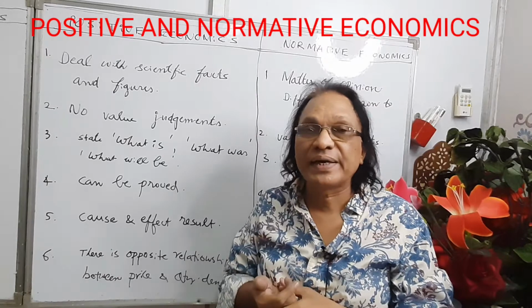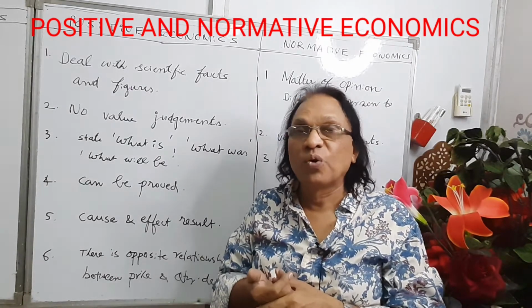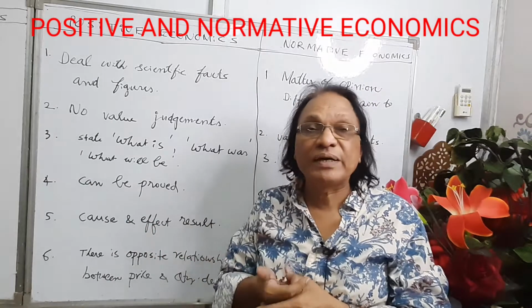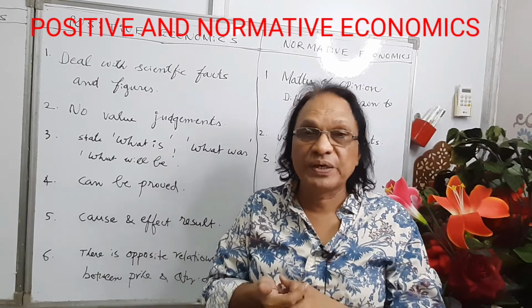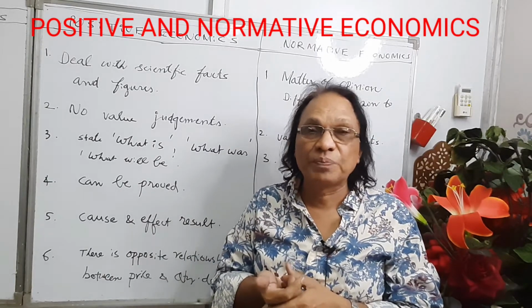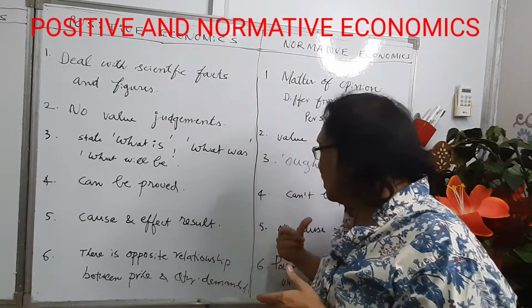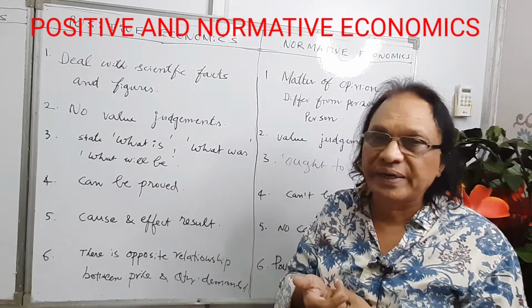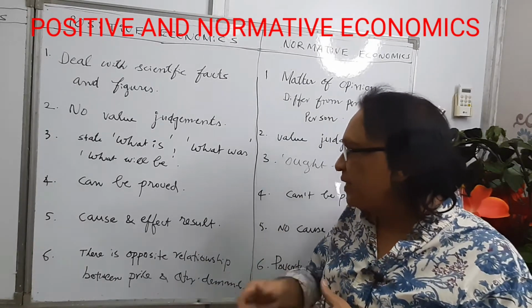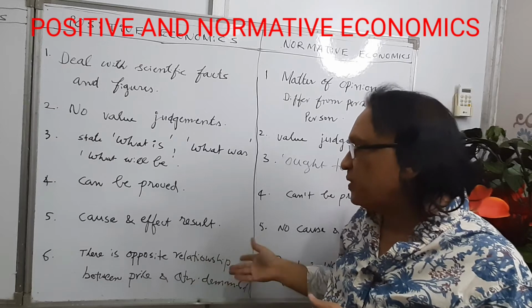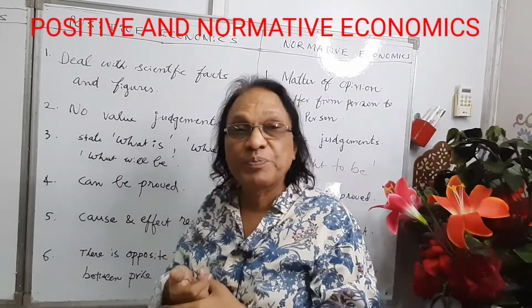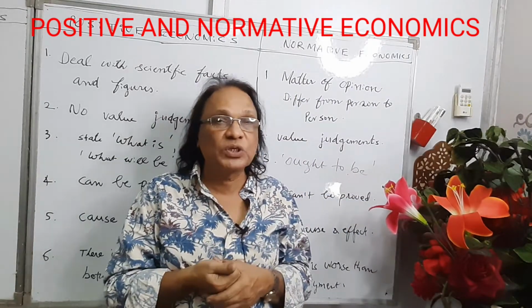Why has the demand in the market come down? What is the cause behind this? The demand in the market for commodities has come down because of inflation, or the prices have gone up. There's no cause and effect here. It's a matter of opinion again. And there are a lot of examples here. So I can give you many examples of positive economics and normative economics.